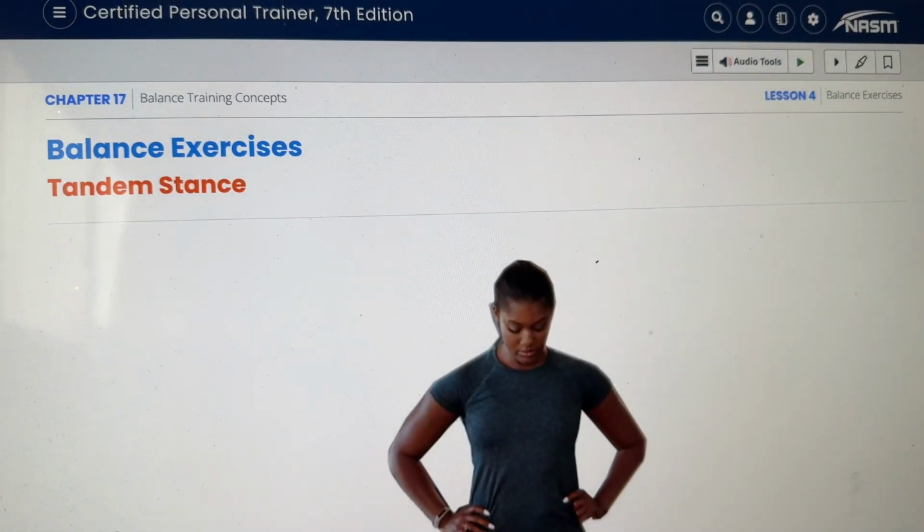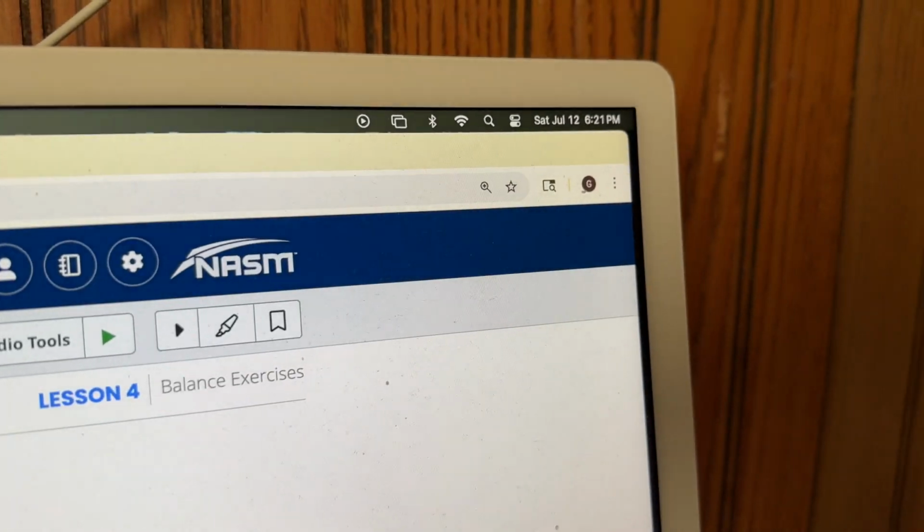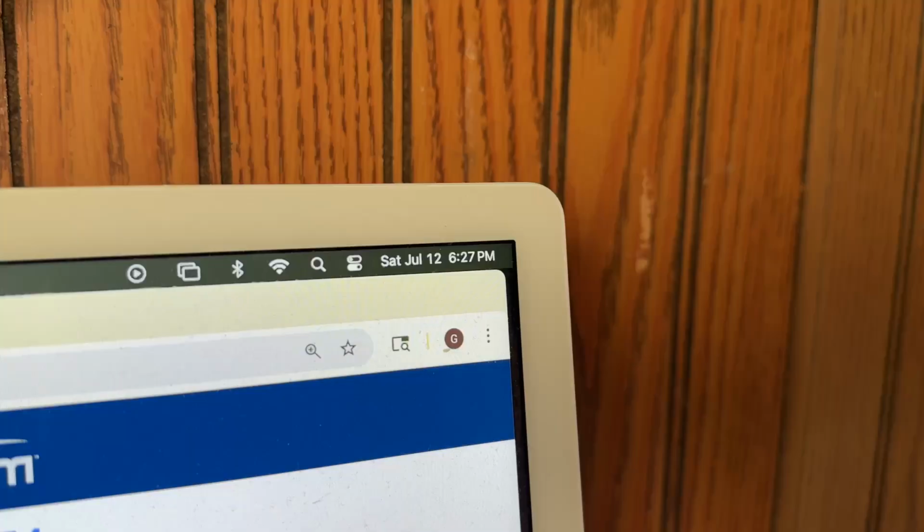All right, guys, chapter 17, lesson 4. 6:21, 11 pages. Now I think this lesson is only going to show me pictures and examples of balance exercises, so it's not going to take me that long. So I'll see you guys whenever I'm finished. So I'll be back. All right, guys, chapter 17, lesson 4 is done. 6:27, only 2 questions. Here we go.